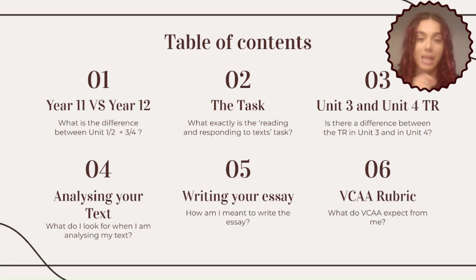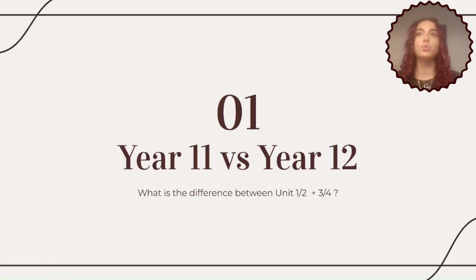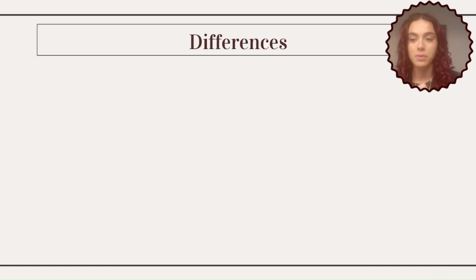Now, most of you watching will be Year 11 going into Year 12, or in the pretty early stages of Year 12, right? This is probably the best time to be watching this. So we're going to be briefly talking about the transition from Year 11 to Year 12 and the difference between the Unit 1-2 versions of the text response and the Unit 3-4 versions of the text response.